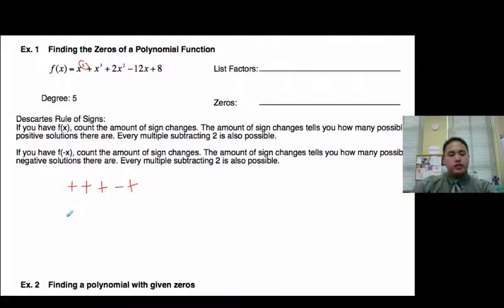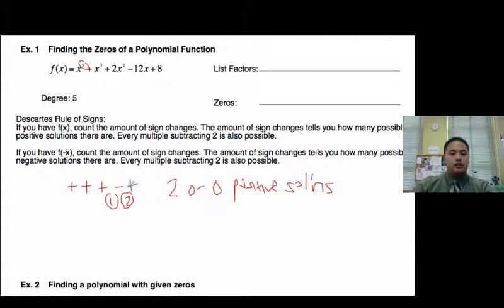Going from left to right, let's see how many sign changes I have. From plus to plus, no. Plus to plus, no. Plus to minus, yes, so I have one sign change here. And minus to plus, I have a second sign change. So that tells me there are 2 or 0 positive solutions. Excuse my writing, I'm using a mouse. So there are 2 or 0.